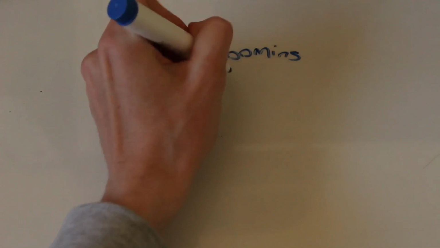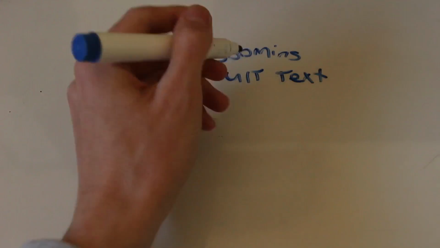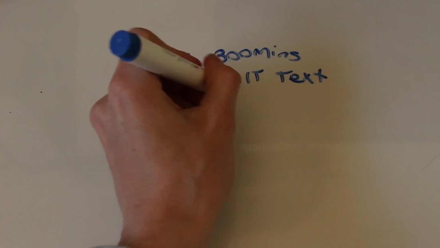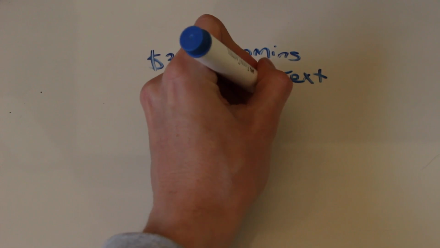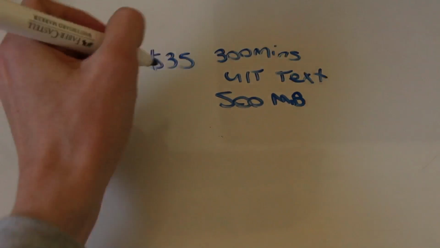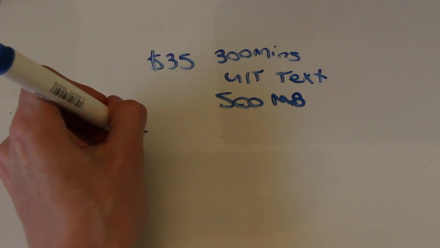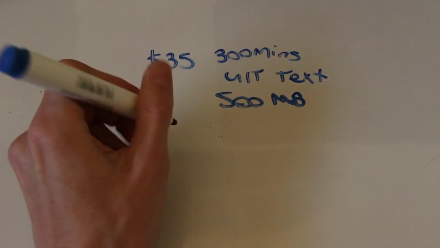So we're on the $35 plan. Now the $35 plan is going to get us 300 minutes of calls, unlimited text, and 500 megabytes of data. Sorry if I'm bumping the camera. Now, for the iPhone 5S, you need to pay back your handset. So that costs you $30 per month.